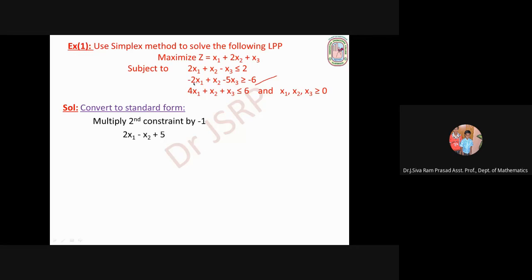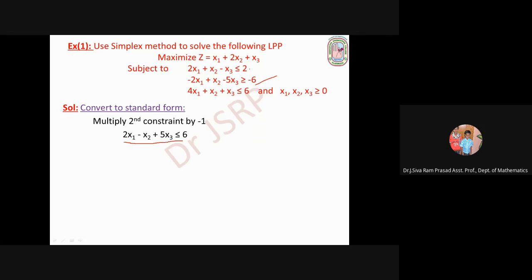So minus 2x1 becomes 2x1, minus x2, and minus 5x3 becomes plus 5x3, inequality changes, that is less than or equal to minus of minus 6, which is 6. So this is the second constraint after multiplying with minus 1 on both sides. Sign changes in each term. This is the second constraint.